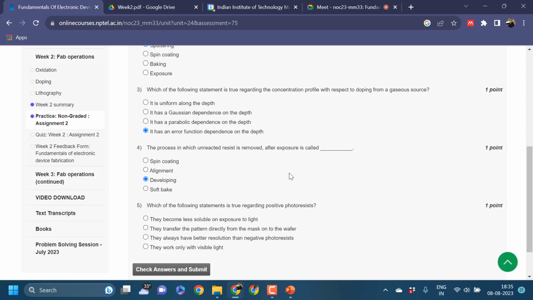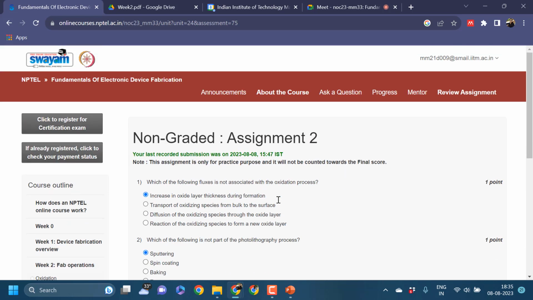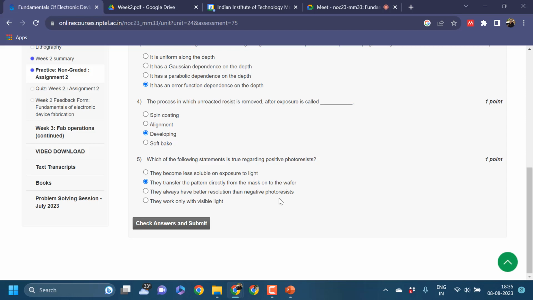They transfer the pattern directly from the mask onto the wafer. So positive photoresist means that it becomes more soluble on exposure and it will transfer the pattern directly. Negative means that it will transfer the inverse, as it becomes insoluble on exposure. So they will transfer the pattern directly from the mask onto the wafer. So is that clear for all of you?